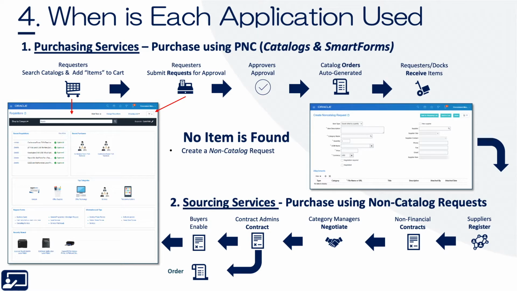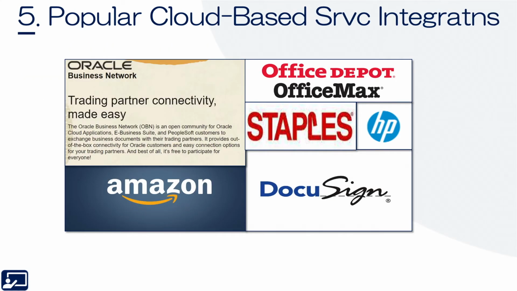Okay, so topic 4, when is each application used? This is really the same "you are here," if you will, slide that we use pretty consistently across all of Fusion Procurement Cloud, what we call FPC. It just talks about purchasing services, so the ability to find and leverage pre-negotiated content on the top. And then when no item is found, you see on the middle right a non-catalog request that initiates sourcing services along the bottom.